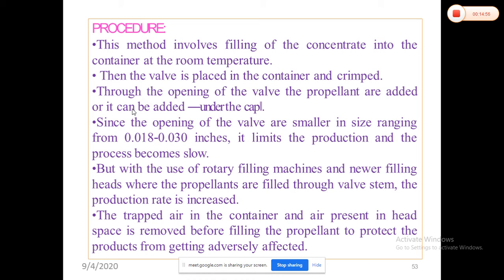Basically, the openings of the valves are smaller in size, ranging from 0.18 to 0.03 inches. So it limits the production and the process becomes very slow. But nowadays advancement has taken place. With the use of rotary filling machines and newer filling heads, where the propellants are filled through the valve stem, the production rate is increased. So now advanced machineries are there, through which the rate of production is increased.